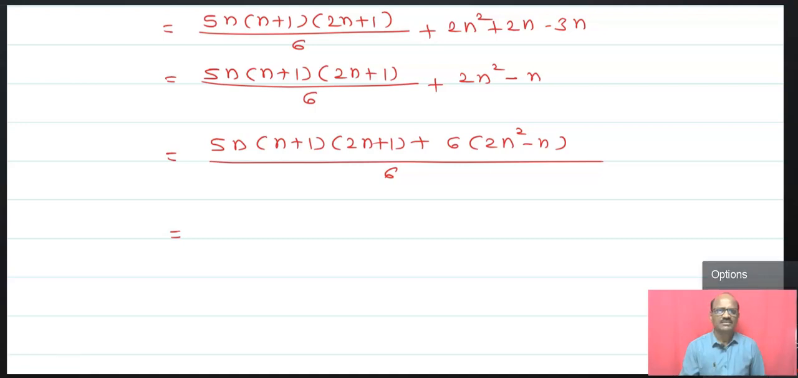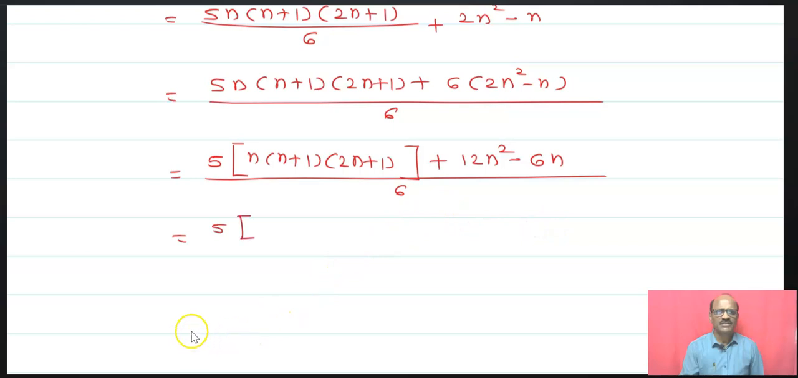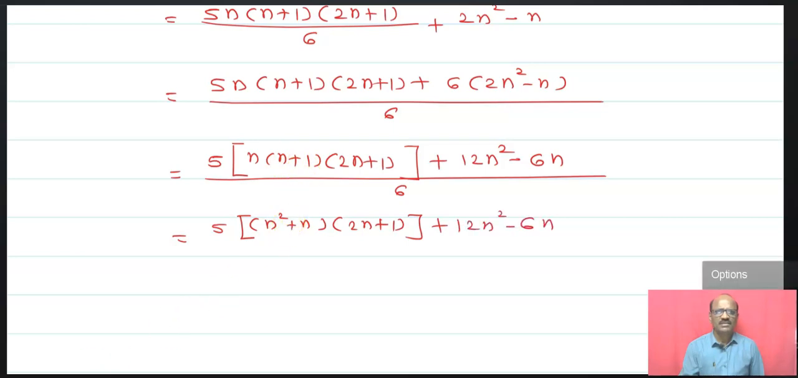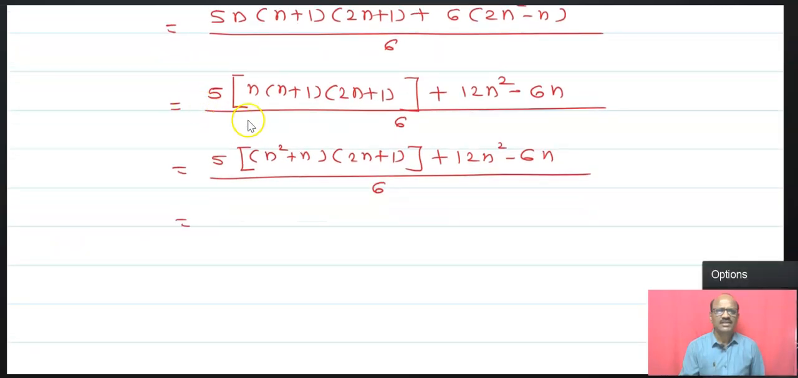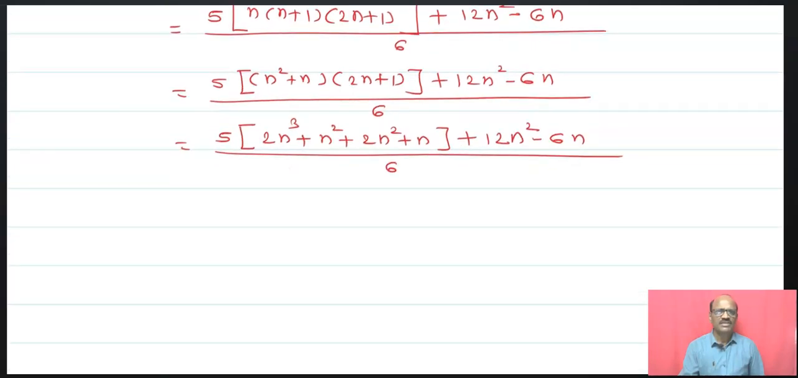And again, we can write in this manner, that is 5. Now, this is the normal multiplication, n into n plus 1 into 2n plus 1, that is 12n square minus 6n upon 6. Now again simplification, n is multiplied with these two terms, n square plus n, 2n plus 1, plus 12n square minus 6n upon 6. Therefore, 5 in bracket 2n cube plus n square plus 2n square plus n plus 12n square minus 6n upon 6.